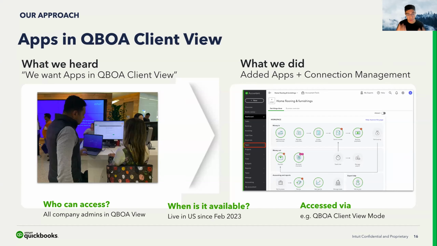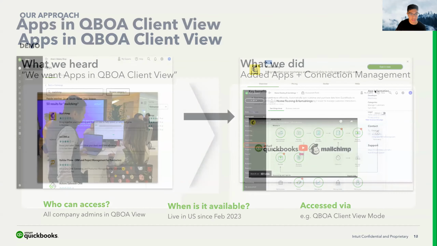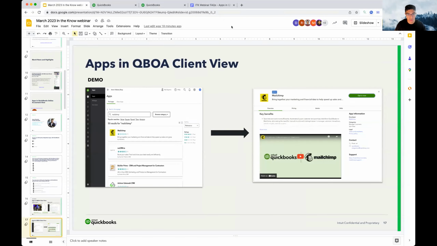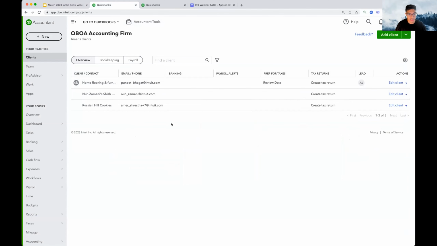So again, what we did is very straightforward. We did exactly that. We added the apps tab in the QBOA client view. So if you were to navigate to your QBOA client view, you can see the apps there, right? I'll go ahead and quickly show that experience. This is a little bit of a screenshot preview of what that looks like, but I'll go ahead and go to QuickBooks and then show you from there.